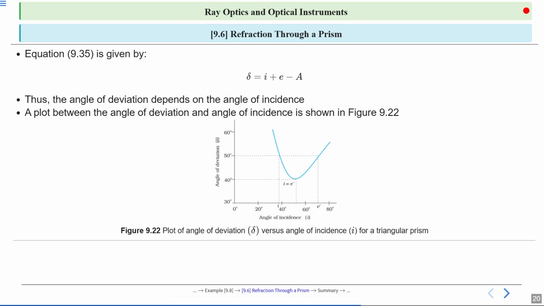So in figure 9.22, you can see the variation of angle of deviation with angle of incidence. As we increase the angle of incidence, the angle of deviation decreases up to a certain value of the angle of incidence. At a particular value of the angle of incidence, the angle of deviation is minimum. Again, it starts increasing. So what is the interpretation of this plot? We will see.